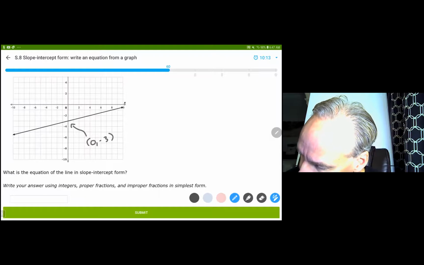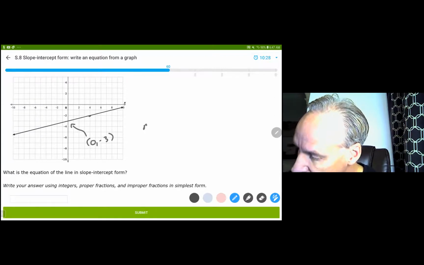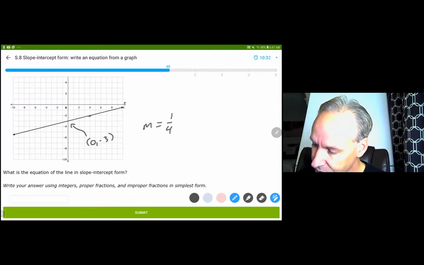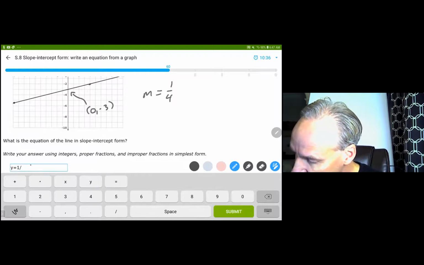So we're going through 0, -3, and it looks like we're also going through the point 4, -2. So it looks like we went up 1 over 1, 2, 3, 4. So the slope looks like it's 1/4. And hopefully you can write your equation from there. Y equals, hopefully it won't give us any problems with the fraction, 1/4 x minus 3.